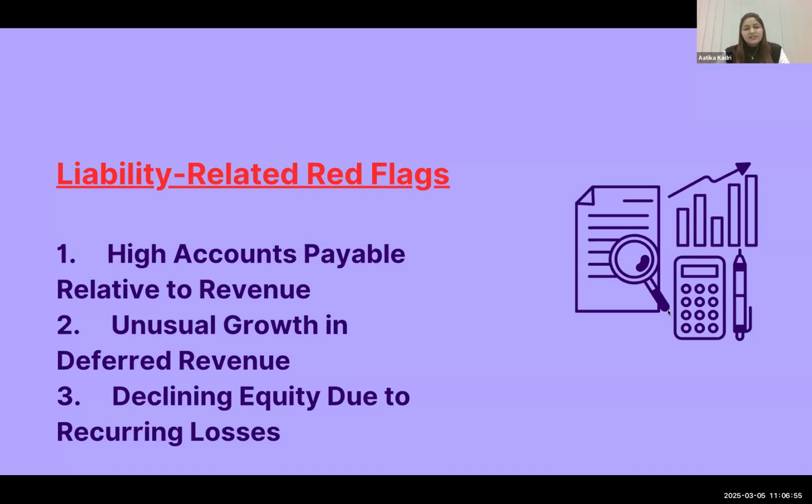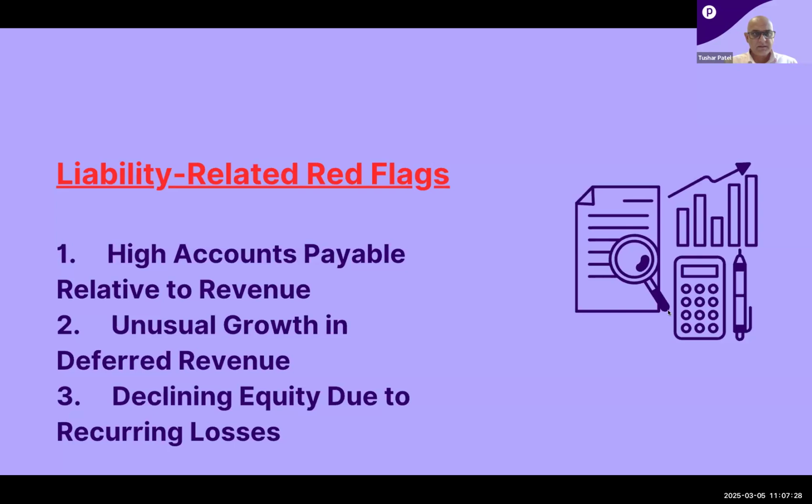Next is declining equity due to recurring losses. If liabilities keep increasing while retained earnings, like equity, shrink, the restaurant may be at risk of insolvency. And negative equity, where total liabilities exceed total assets, is a major red flag. So these are all potential red flags that we should look out for while reviewing the balance sheet. Now moving ahead to the next slide for you to share.